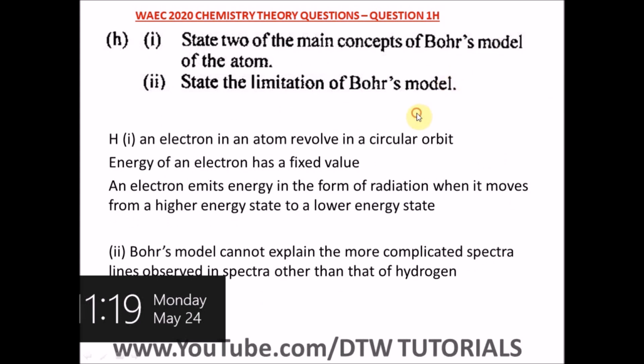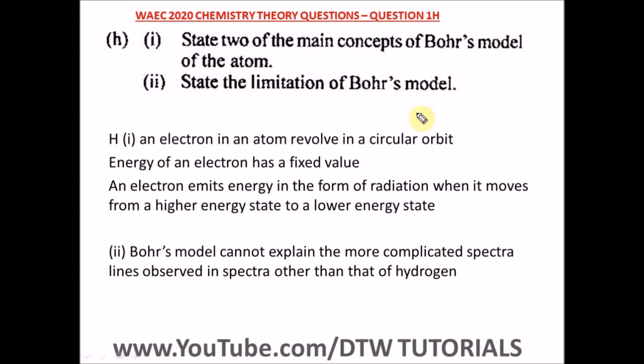1H states two of the main concepts of Bohr's model of the atom, and two, state the limitation of Bohr's model. So Bohr's model looks like this. It says that an atom has a dense nucleus with the electrons revolving in orbits around this nucleus. Okay, that's what Bohr's model is about.